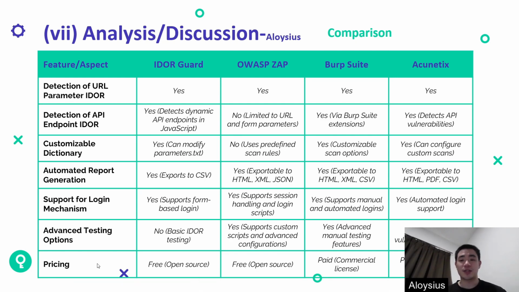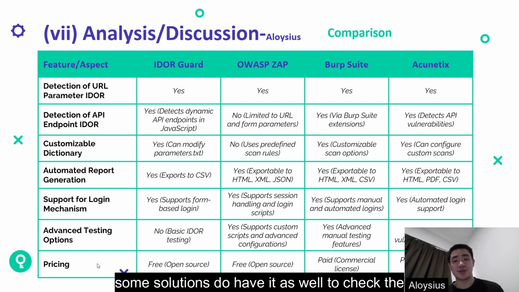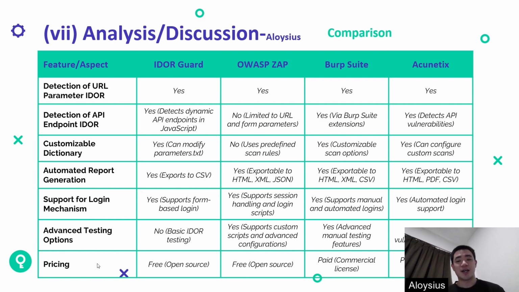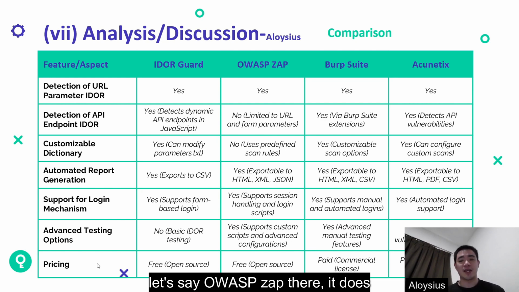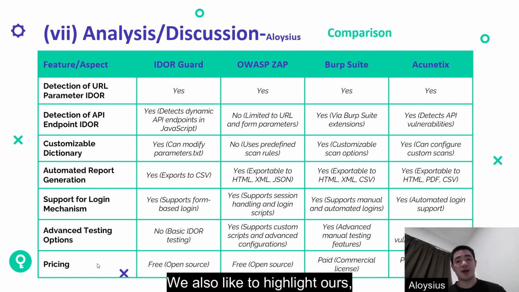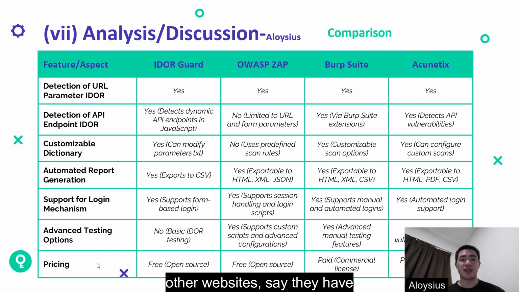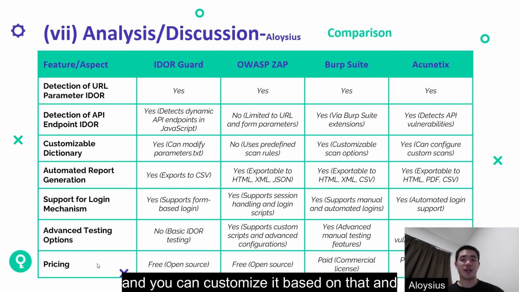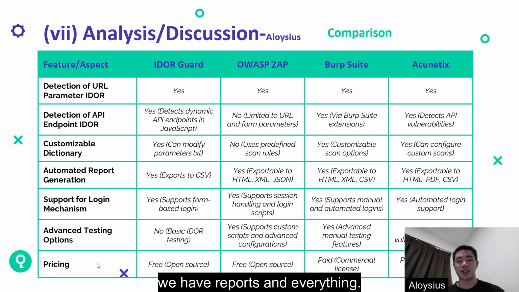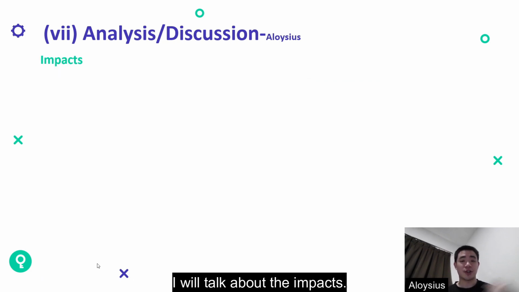The one thing that we would like to highlight as well is the API. Some solutions do not, some solutions do have it as well to check the API. But like I said, SwapZap there, it does not. It's limited there. We also like to highlight that we have a customizable dictionary. As Aaron has mentioned, we have a parameters.txt that allows us to search for certain things. So it's very customizable for other websites. Say they have a certain type of naming, you can customize it based on that, and we have reports and everything.